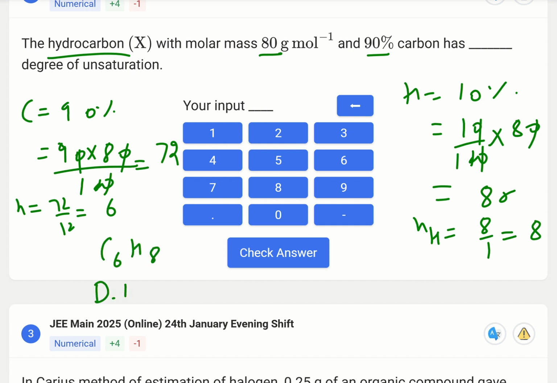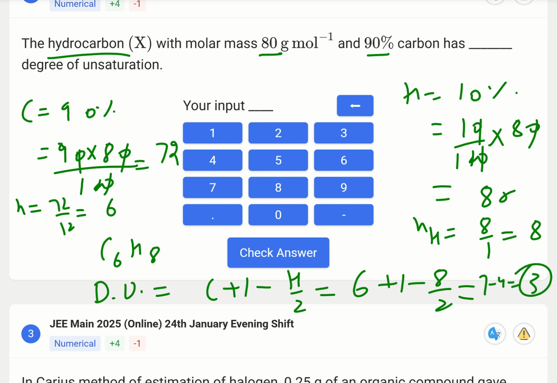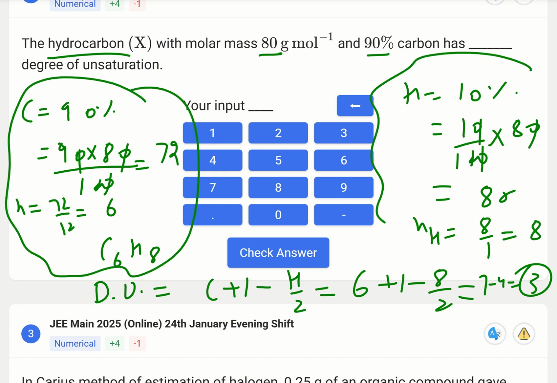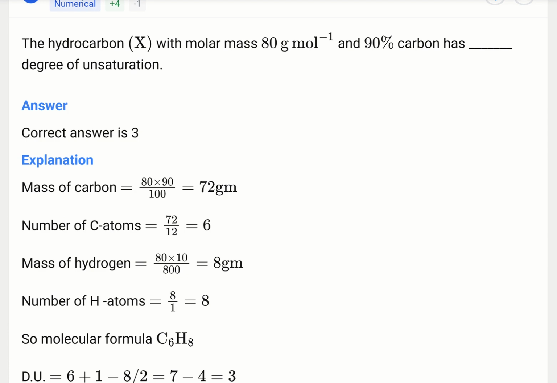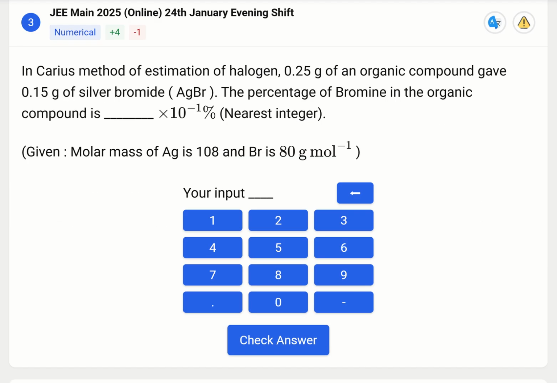Now degree of unsaturation is C plus 1 minus H by 2. So it is 6 plus 1 minus 8 by 2. 6 plus 1 is 7, 7 minus 4 is equal to 3. So 3 is my answer. Again a very easy question. Just the stoichiometry you needed to use, just convert to number of moles. This conversion is very easy. Let us check whether the answer is 3 or not. Yes, 3 is my answer. So this is how you can solve this.